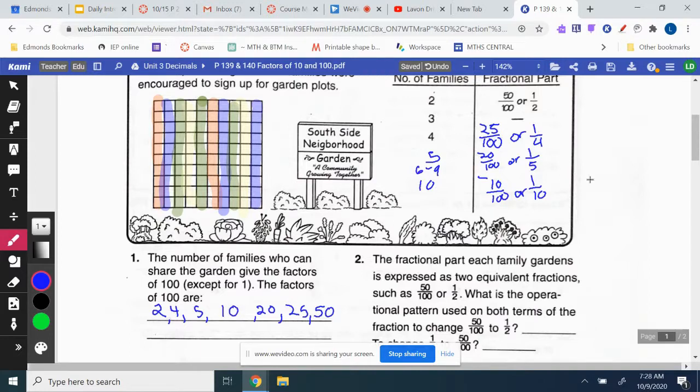So we know the factors are 2 times 50. We also have 1 times 100, 4 times 25, 5 times 20, and 10 times 10. Using this information from number 1, you should be able to answer the rest of the questions.